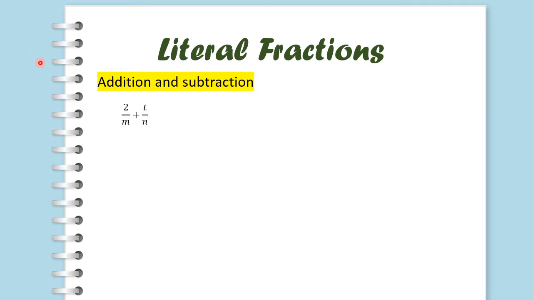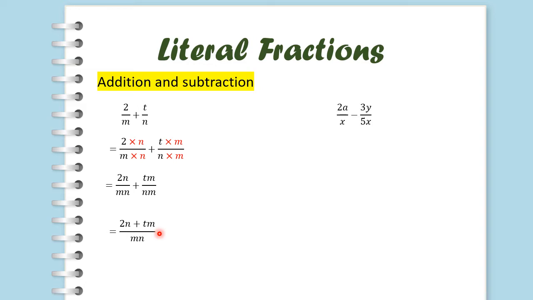Addition and subtraction of literal fractions. As you know, we should have the same denominators. Now, the denominator here is m and here is n. So to make them the same, we should multiply m by n and n by m. We should multiply them by each other. So, of course, we'll multiply the numerator also. Here are the answers. We have the same denominator, so we can add them. But remember, we cannot add 2n plus tm, because here the variable is n, here the variable is t, m, so they are different.